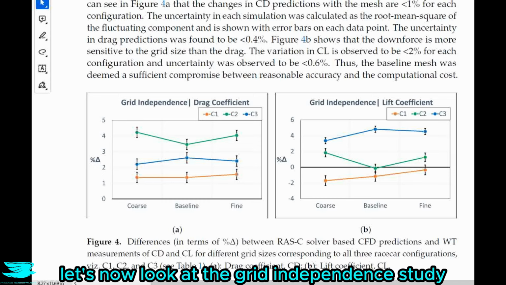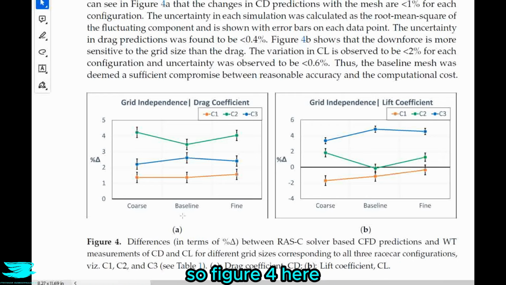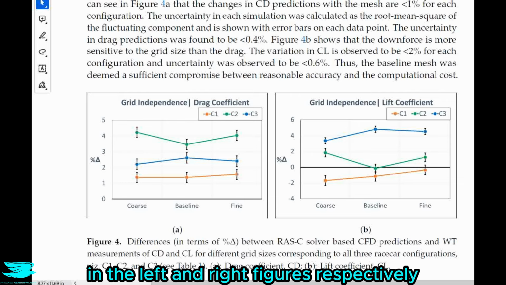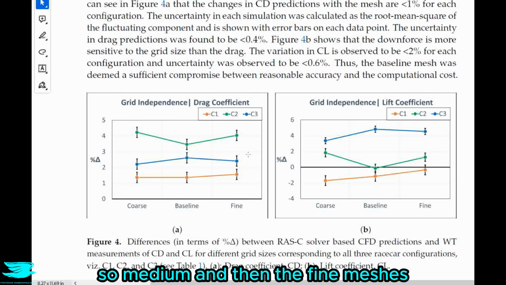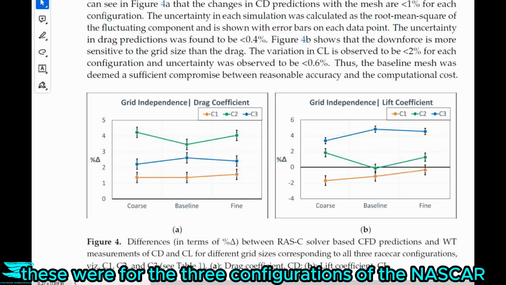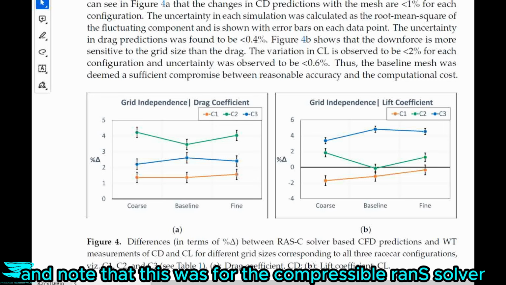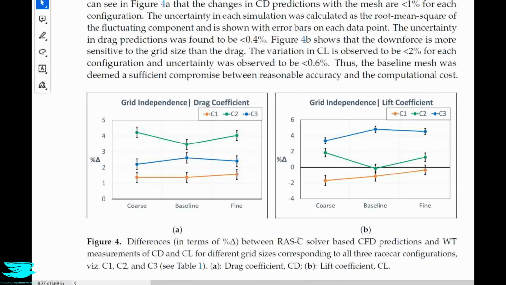Let's now look at the grid independent study because they have pretty interesting results. So in figure 4 here, we see the changes in the drag and lift coefficients in the left and right figures respectively. These data points are for the coarse, baseline, so medium, and then the fine meshes. These were for the 3 configurations of the NASCAR, so C1, 2, and 3. And note that this was for the compressible RANS solver, so not the IDDES, so RAS-C.